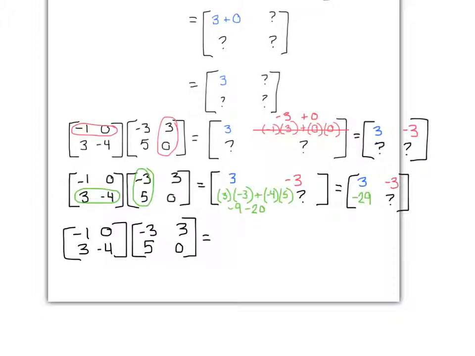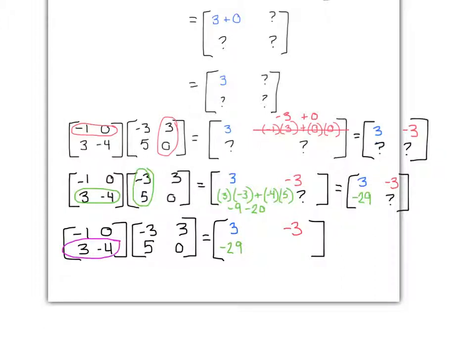Need another color. It's a pretty color. So for this one, let's fill in what we have. Oh man, having color problems. Okay, we've got 3 there. We've got -3 there in row 1, column 2. We've got -29, and then we are looking for row 2, column 2. So that's what I'm going to circle.